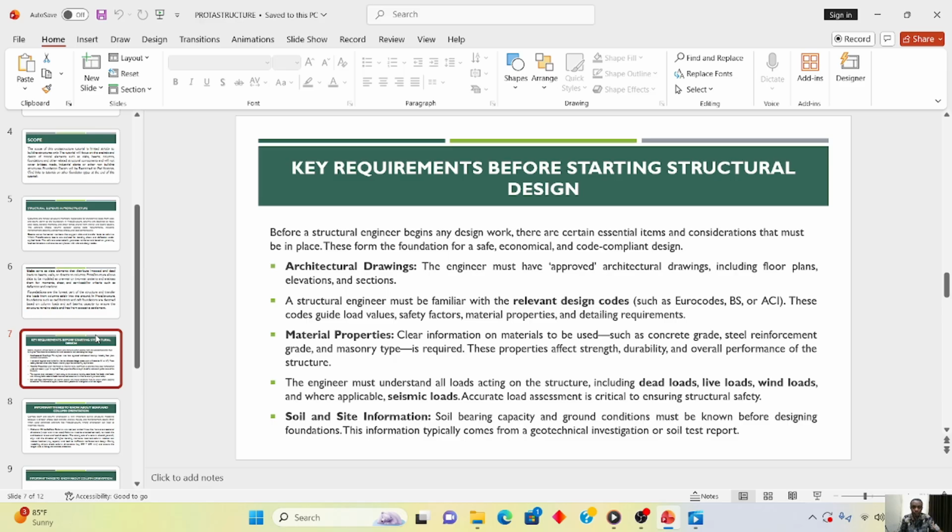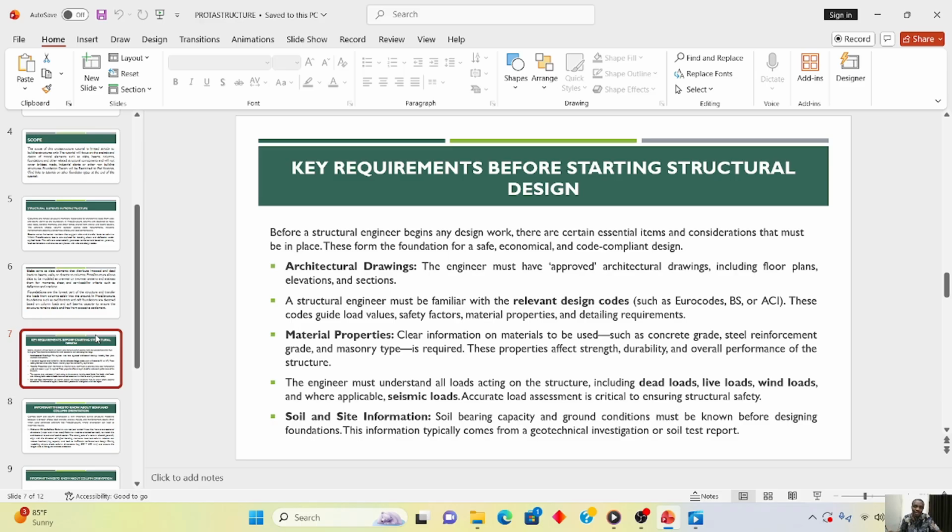Now we have material properties. Another thing you need to be acquainted with is material properties. You need clear information on materials that are to be used during a project, such as your concrete grade. As you know, we have different kinds of concrete grade. Steel reinforcement grade. You also need to know more about your steel reinforcement grade. There's no way you have gone through a civil engineering course that you will not hear anything about concrete grade.